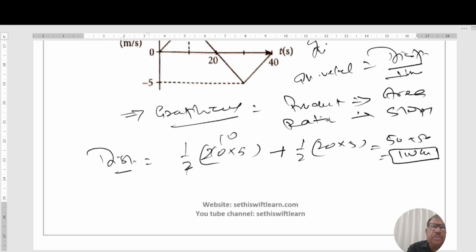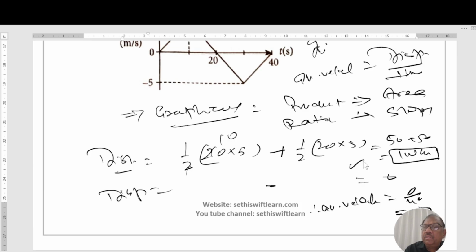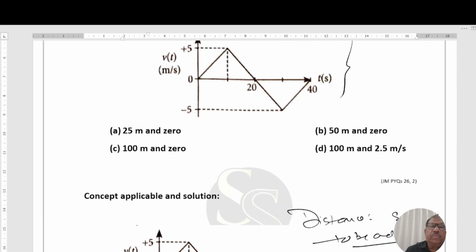Now, what will be the displacement? Whether it stays positive or negative, the displacement comes out to be 0. Therefore, average velocity will be 0 upon 40, that is 0. Total distance covered is 100 meter, displacement is 0, average velocity is 0. So let's check the answer: 100 meter and 0. C is the correct answer.